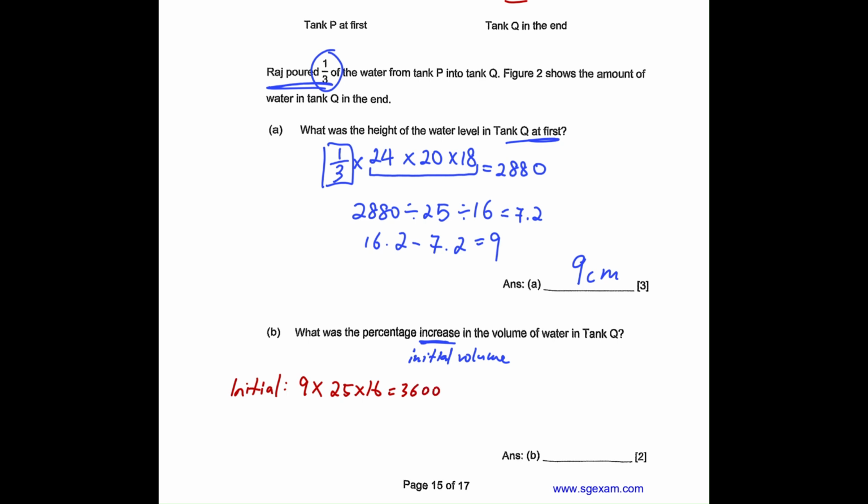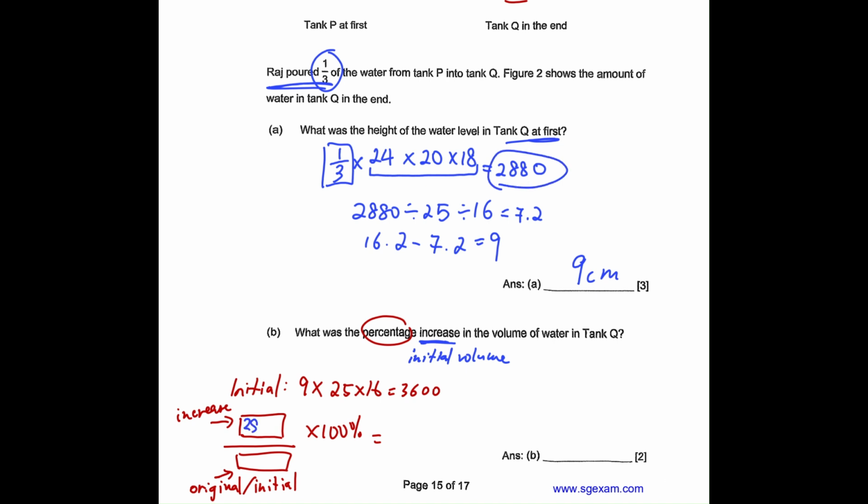The increase in the volume. So to find percentage increase, 100%. Okay, this must be the original or the initial, and this would be the increase. If the question is asking for decrease, then this part would be the decrease. Okay, the increase would be 2880 because 2880 was put in, right? The very initial is 3600. So 2880 divided by that, times 100%, would be 80%. Okay, so 80%.